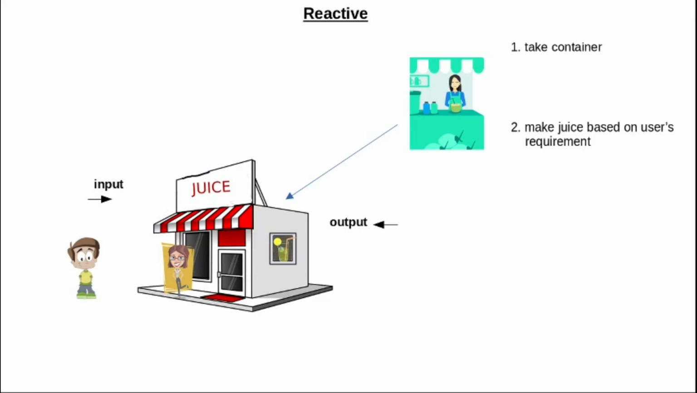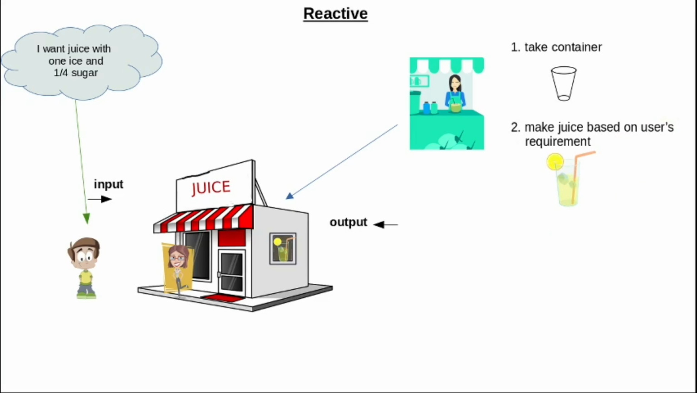Reactive means user interaction. Suppose a boy customizes his order. He says, I want a juice with one ice and a quarter of sugar. So what happens then? The juice maker first creates an empty glass for storing the juice. Then she makes the juice according to the user's requirement. That is how reactive works.